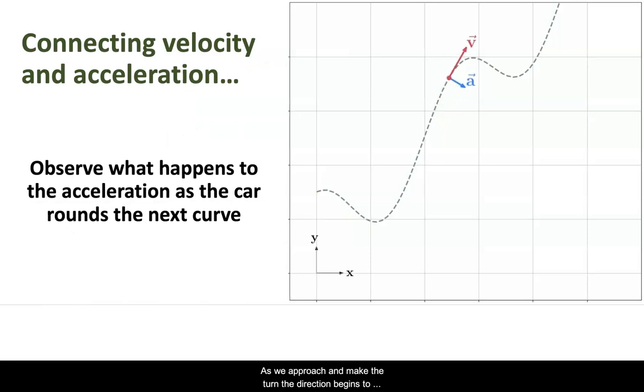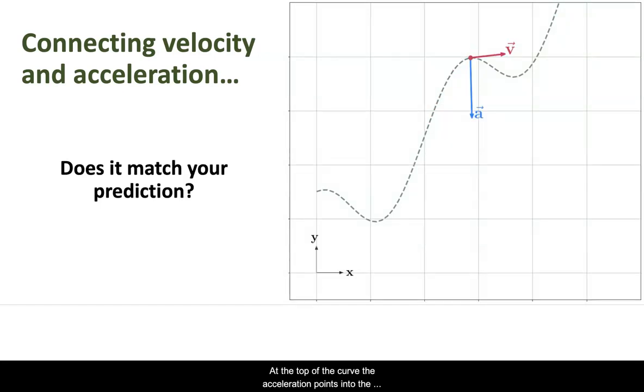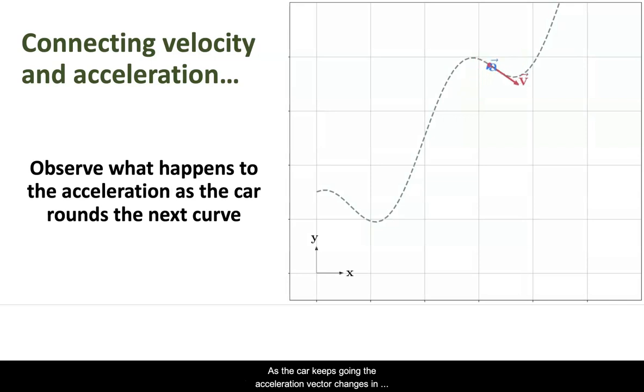As we approach and make the turn, the direction begins to change, so the acceleration vector shrinks and grows, always pointing in a direction that is perpendicular to the velocity vector and towards the center of a circle on the curve at each point. At the top of the curve, the acceleration points into the center of the curve, as we saw previously. As the car keeps going, the acceleration vector changes in both magnitude and direction.